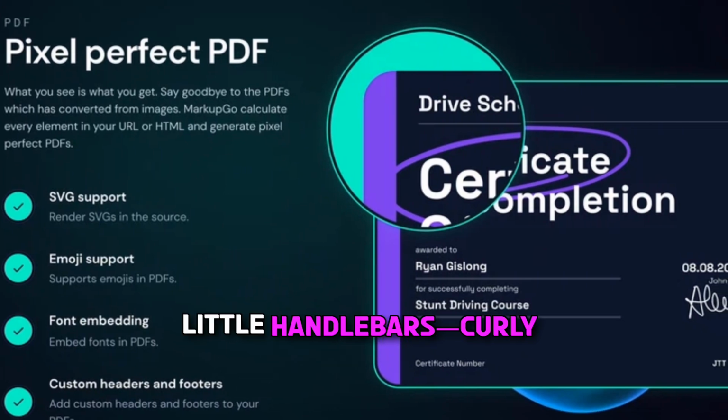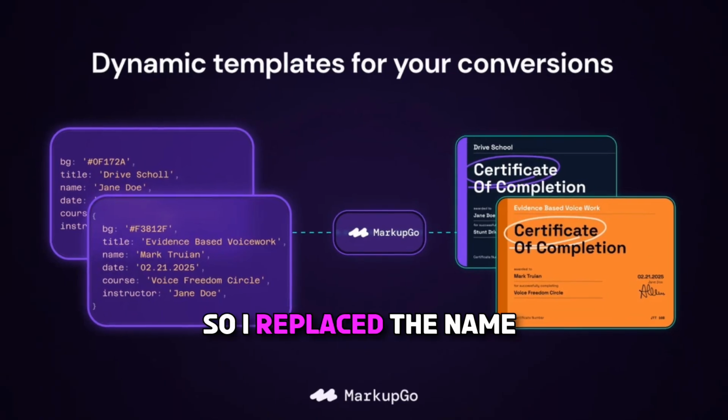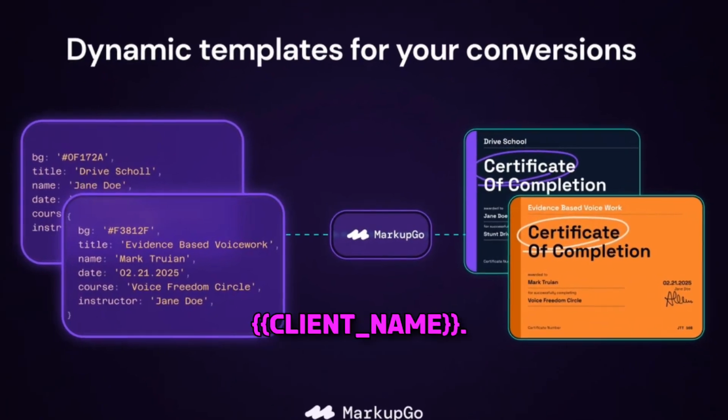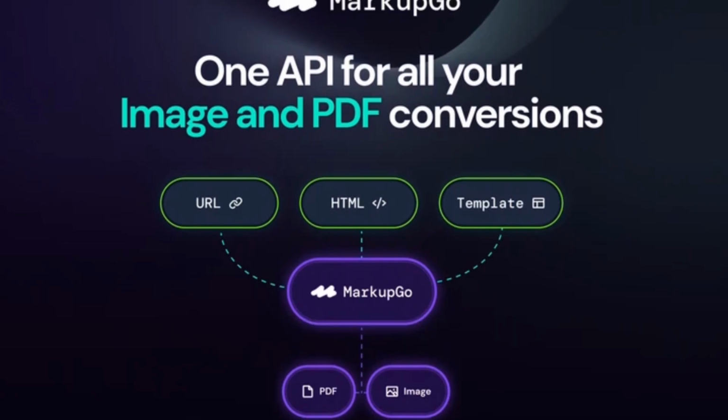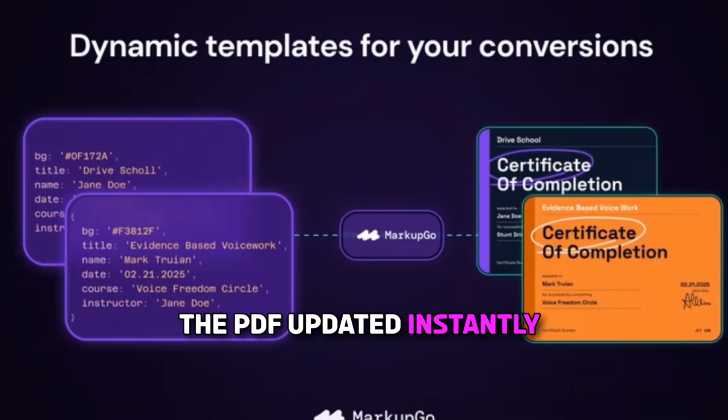MarkupGo uses these little handlebars, curly brackets, to insert data. So I replaced the name John Doe with client name. I clicked Generate again, entered some test JSON data, and boom, the PDF updated instantly with the new name.